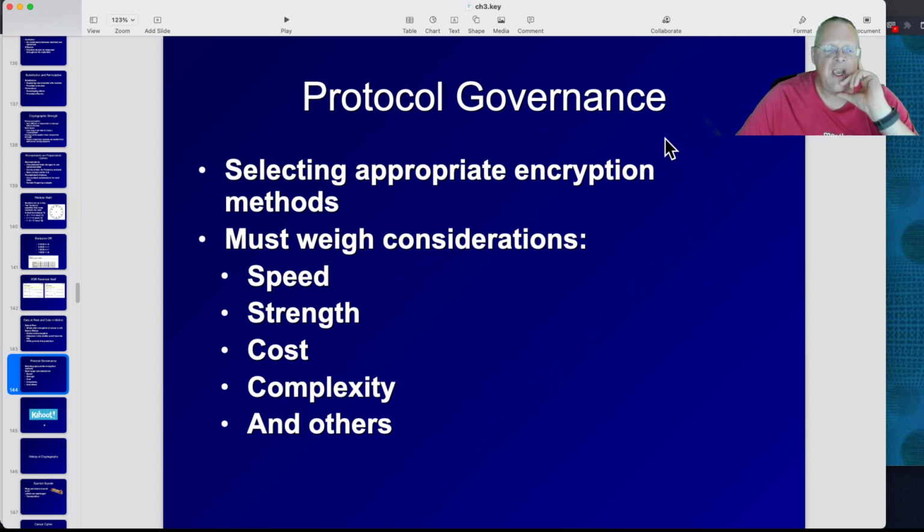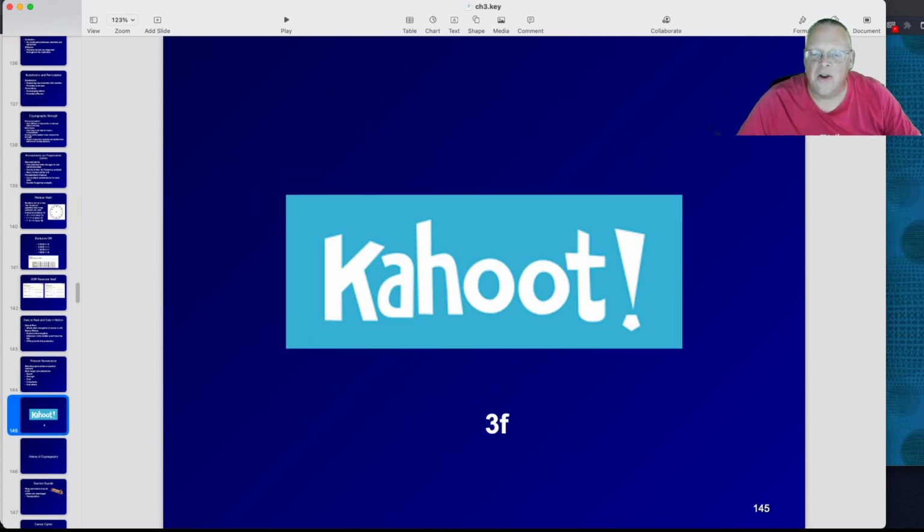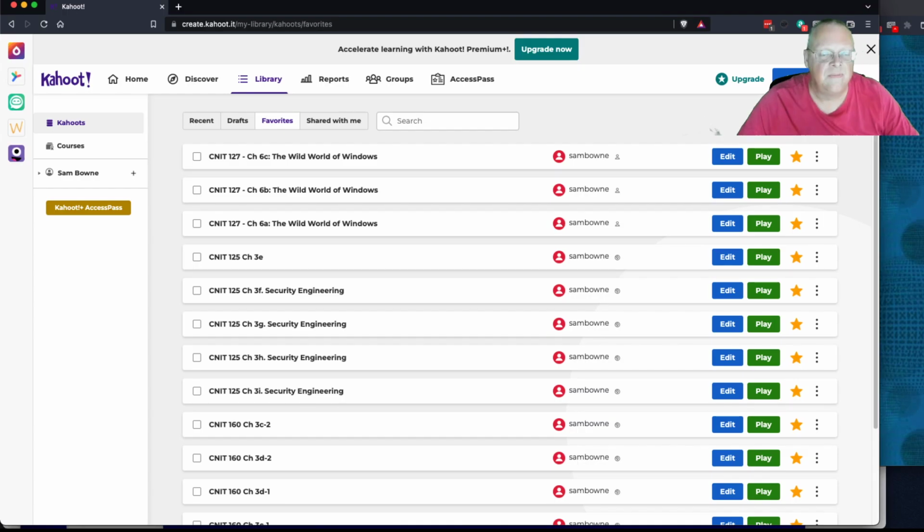So when you're choosing an encryption method, you have to consider how fast it is, see if it's going to slow down your data, how strong it is, cost and complexity, and other considerations. All right. And let's take a look at another Kahoot, which is 3F. Looks like it's this one.